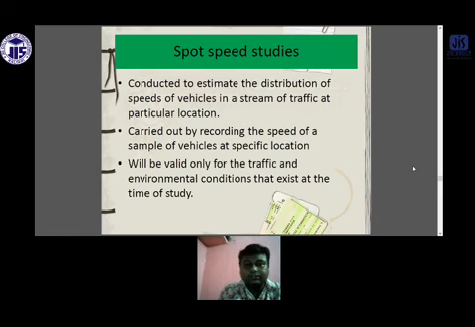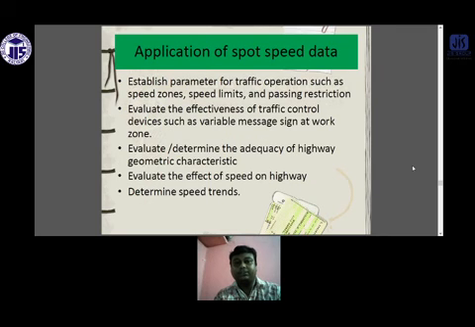That also was discussed. It is conducted to estimate the distribution of the speed of vehicles in a stream of traffic at a particular location, carried out by recording the speed of a sample of vehicles at a specific location, and will be valid only for the traffic and environmental conditions that exist at the time of the study.